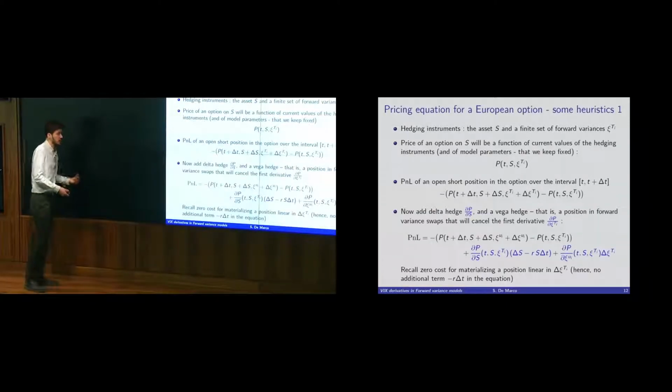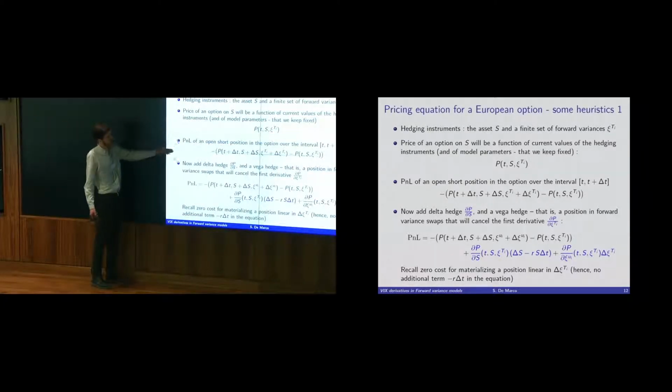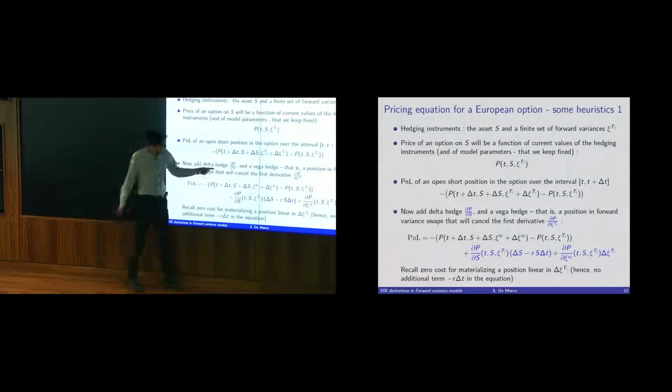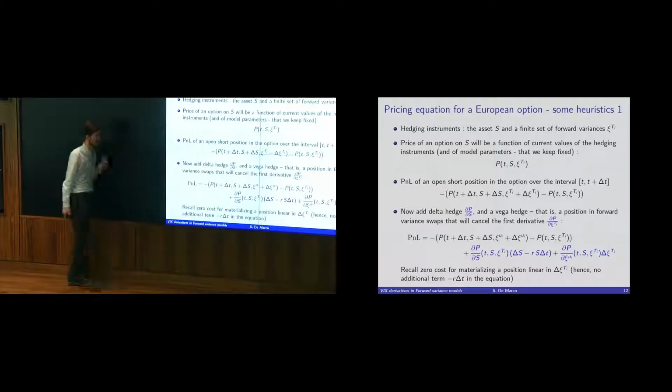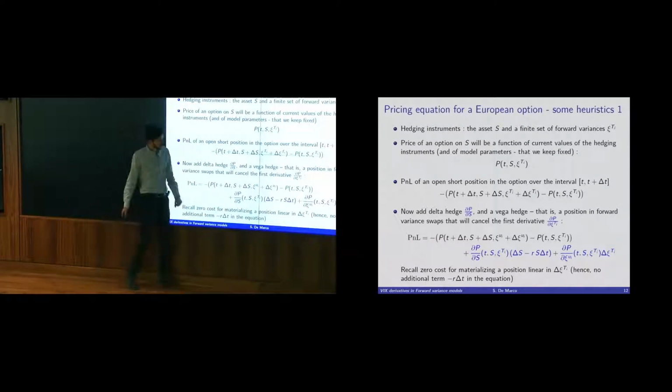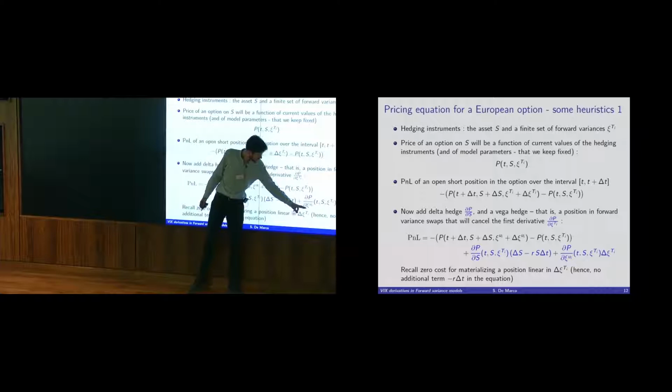Now we are really doing computations that a practitioner might do in this case. This is an open position. I want to hedge the risks, the loss related to this position. So I can start adding terms that will eliminate the first derivatives. I add a delta hedge, dP/dS, and then we can add what we call the Vega hedge in this situation. This is a position in my hedging instruments, in forward variance swaps, that will cancel exactly the first derivative of P with respect to my Xi. This is the second blue term here. I can hedge exactly this, dP/dXi.